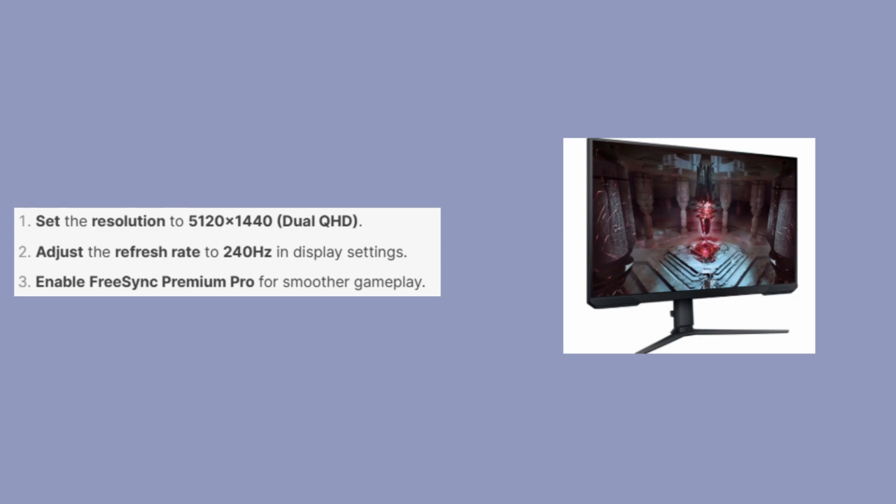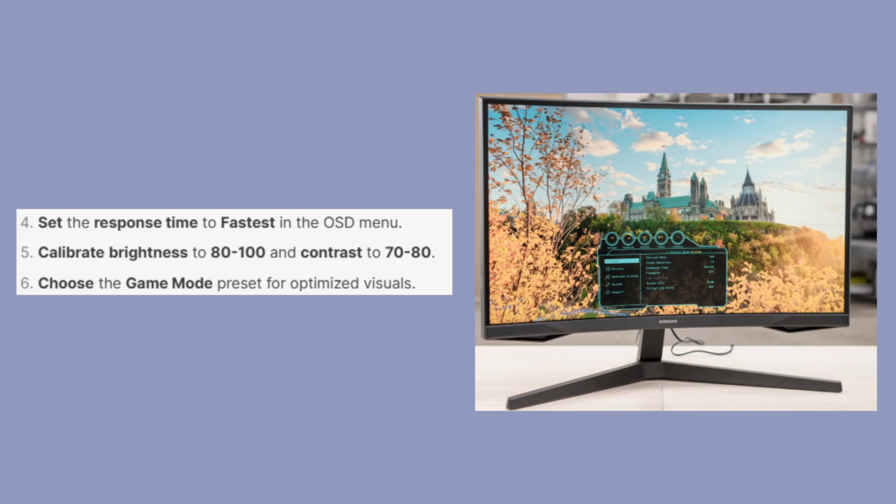Next, adjust the refresh rate to 240Hz in the display settings. Now, enable FreeSync Premium for smoother gameplay. Set the response time to fastest in the OSD menu. Calibrate brightness to 80 to 100 and contrast to 70 to 80.